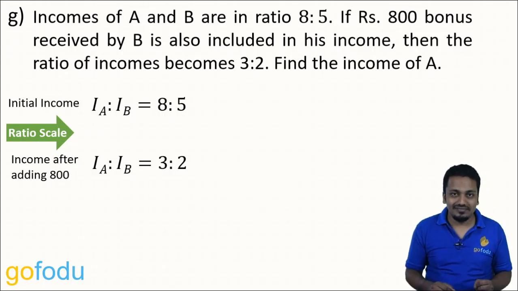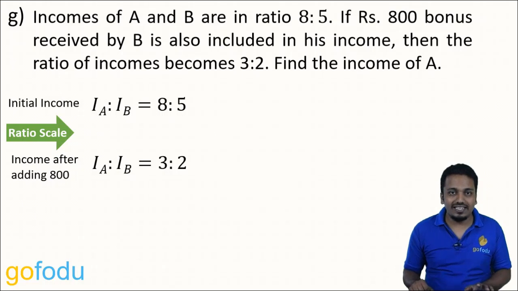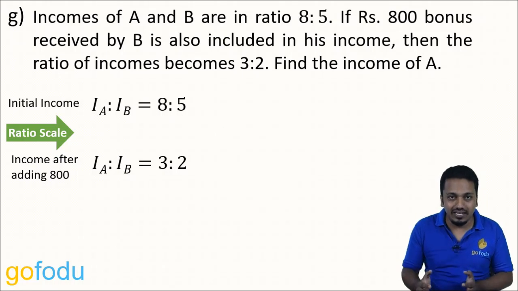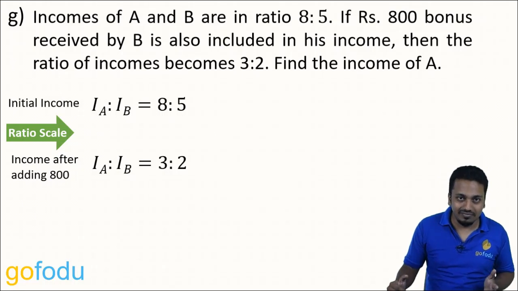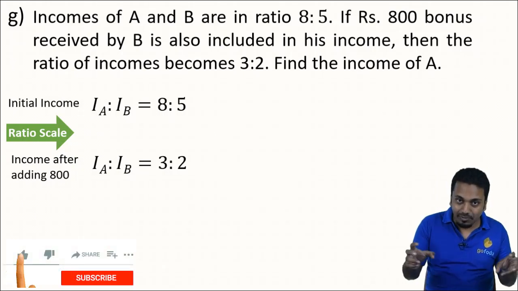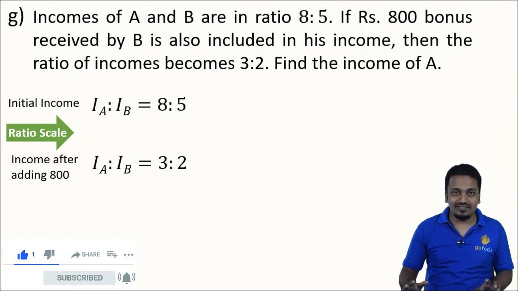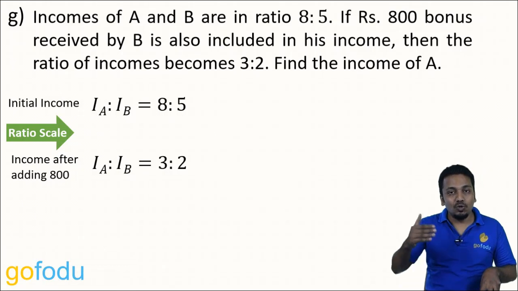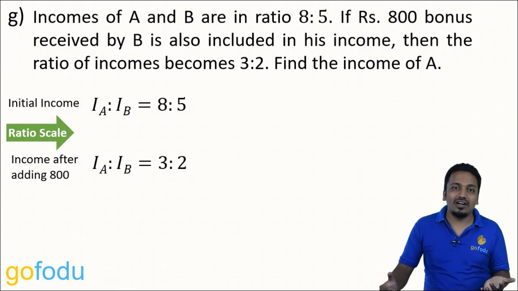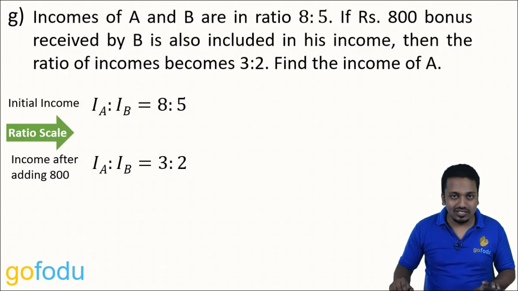Think about it. Because these 8 and 5 are not absolute values. These are not absolute quantities of A and B's income. 8:5 means there is this relation between A and B that for every 5 parts of B's income, there are 8 parts of A's income. Now as B's income is changing and A's income remains the same, this relationship is also going to change because B's income is changing, right? So this relationship is also going to change. Now, for every 2 parts of B's income, there will be 3 parts of A's income. Okay, that's the reason overall ratio is changing.